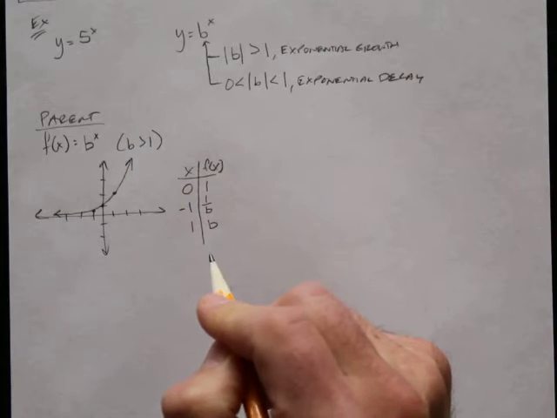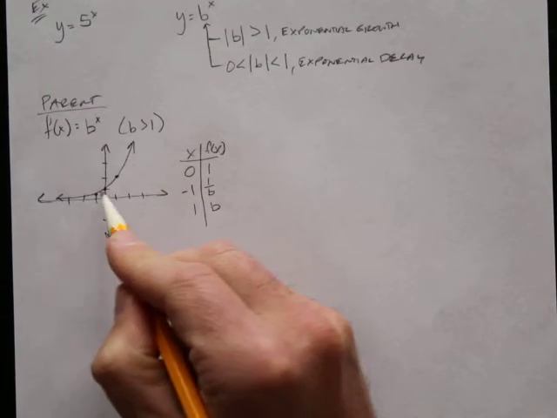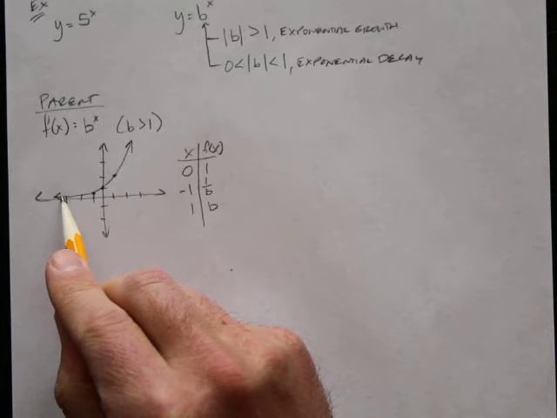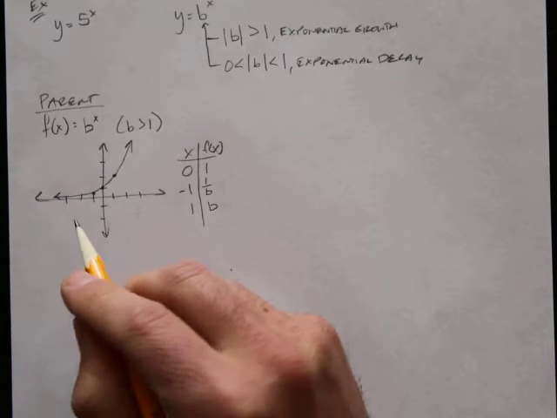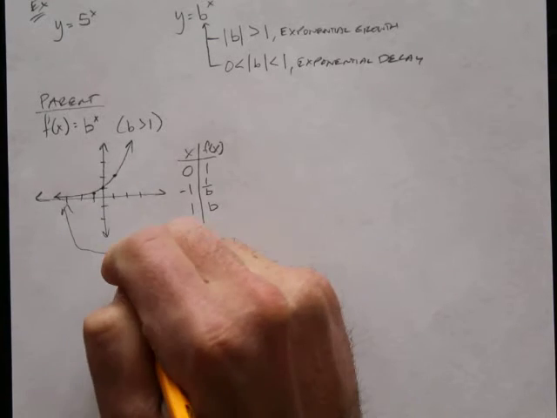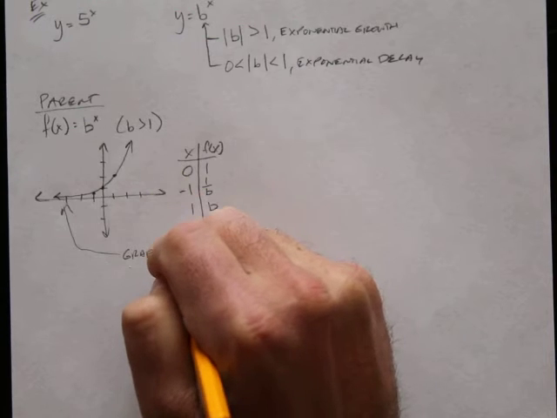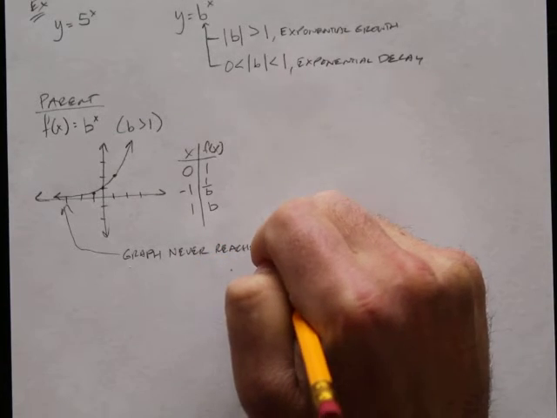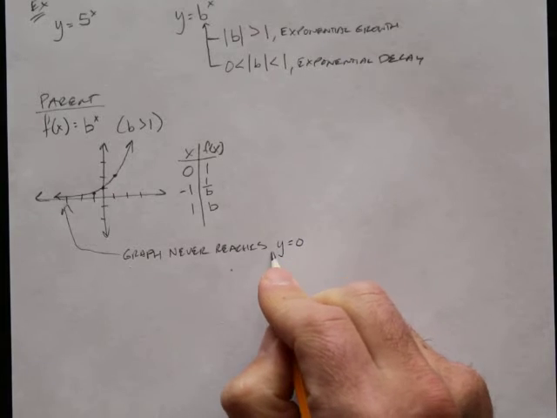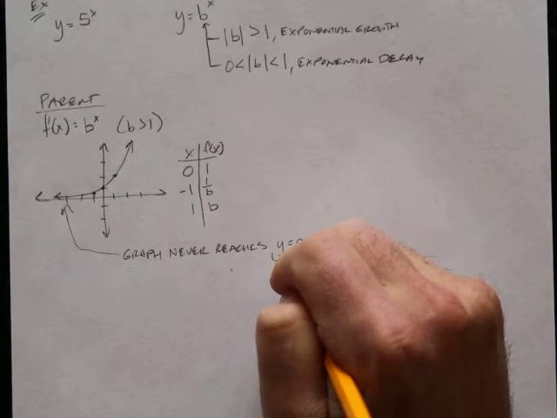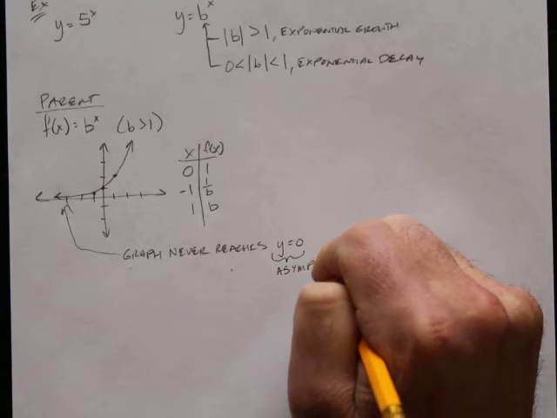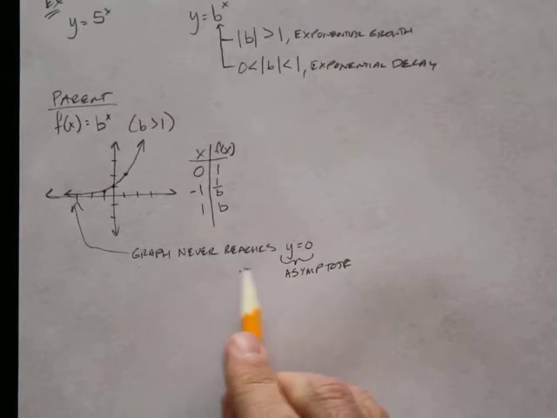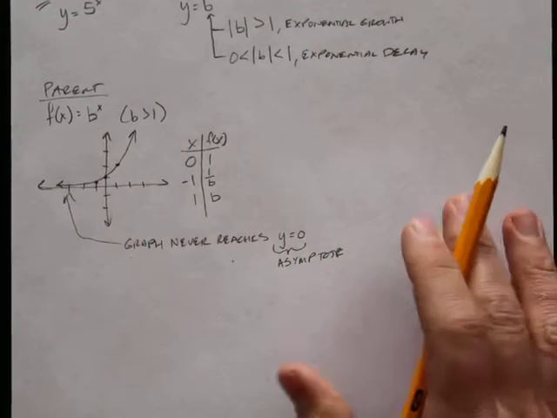It keeps going up and up and up forever. And when you go this way, when you are looking to the left, when you're getting more and more negative x values, this curve will never hit the x-axis. The graph never reaches the x-axis, or y equals 0, right? That's the x-axis. So that means y equals 0 is an asymptote. An asymptote means the graph is coming closer and closer to it, but never reaches it. Never reaches it, gets closer and closer and closer, but never ever gets there.